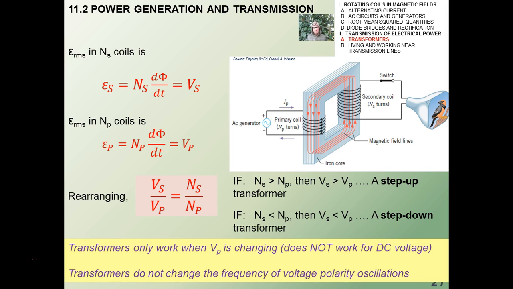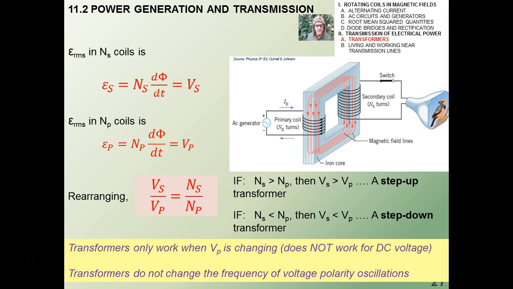A couple of things about transformers that are really important. They only work for AC voltage, or when that primary voltage is changing. They do not work for DC voltage. Well, why is that? Because with direct current, you wouldn't have a changing B field inside of that coil. It's the reversal of that current that causes that delta B, which causes a delta phi by Faraday's law to induce a voltage, okay? And the transformers don't change the frequency of voltage polarity oscillations.